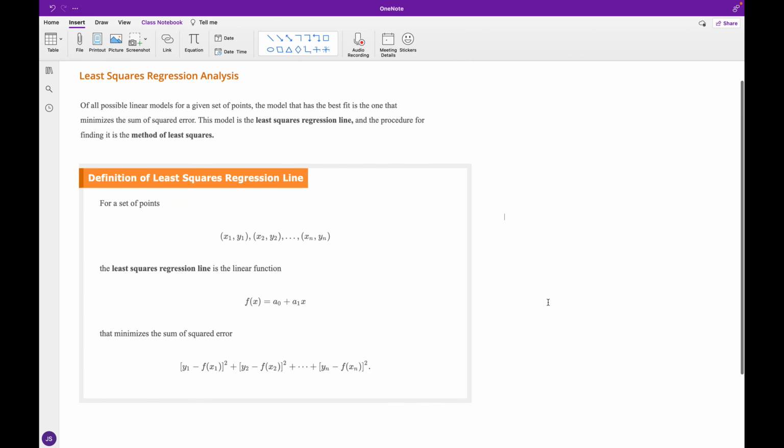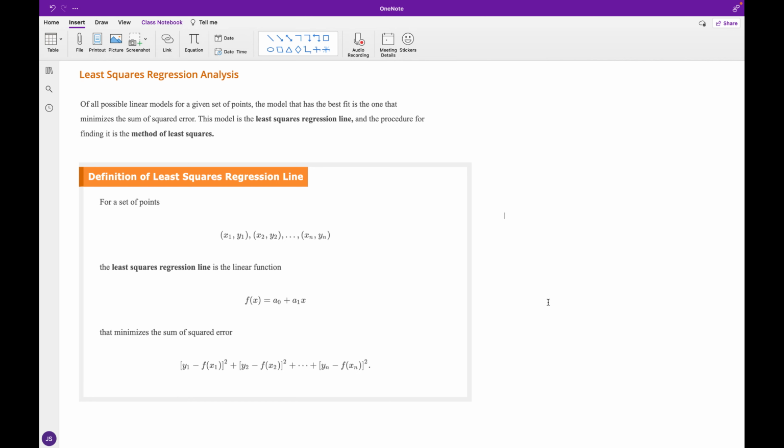By definition, for a given set of points in the xy coordinate system, the least squares regression line is the linear function where y, or f of x, is equal to a naught plus a1 times x, that is going to minimize the sum of the squared error. And we'll be looking at determining the least squares regression line through the use of matrices.